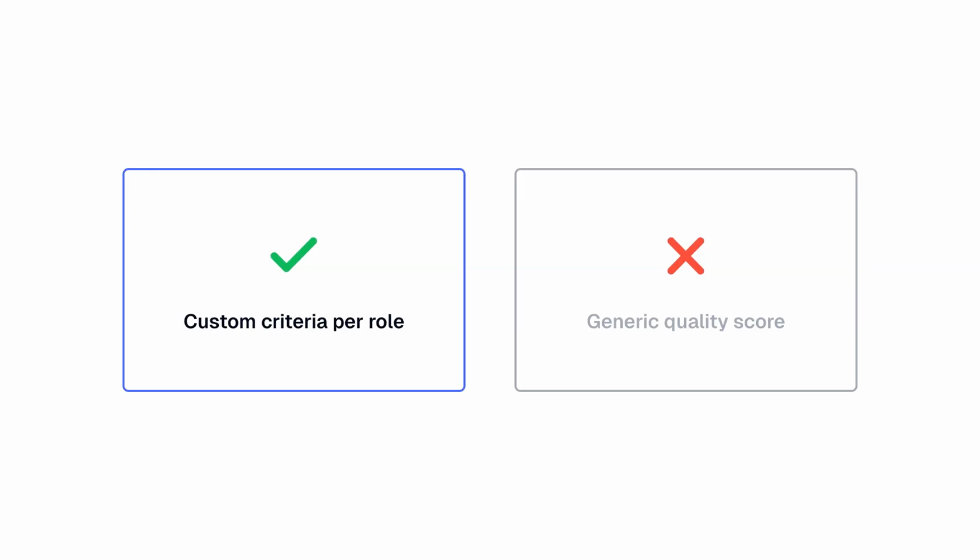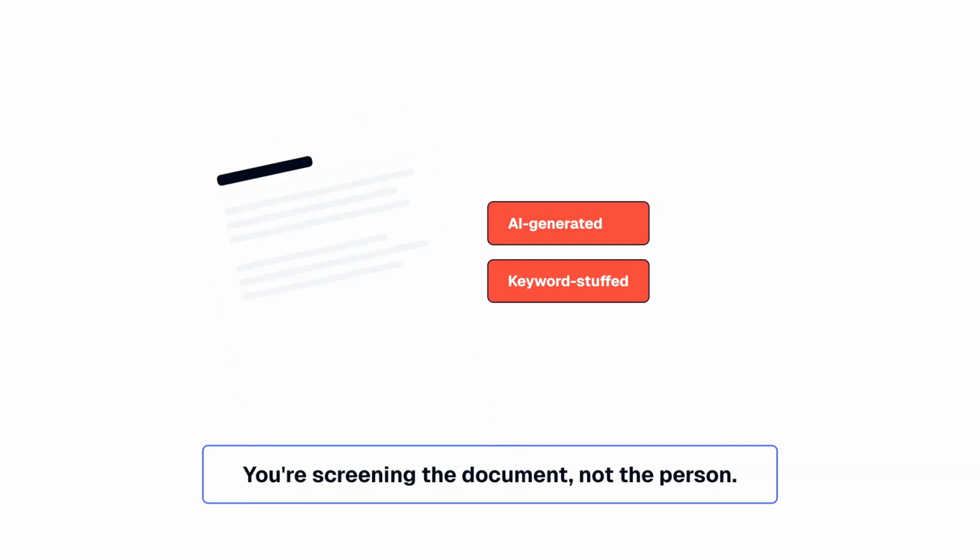Resume screening is fast and handles volume really well. The limitation: resumes are now the least trustworthy document in hiring. Think AI-generated, keyword-stuffed, polished beyond recognition. You're screening the document, not the person.